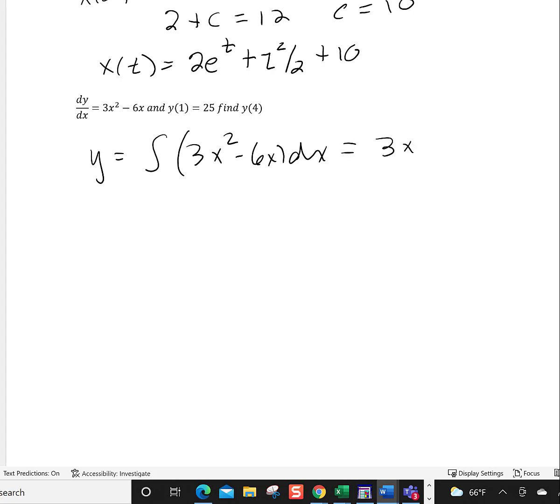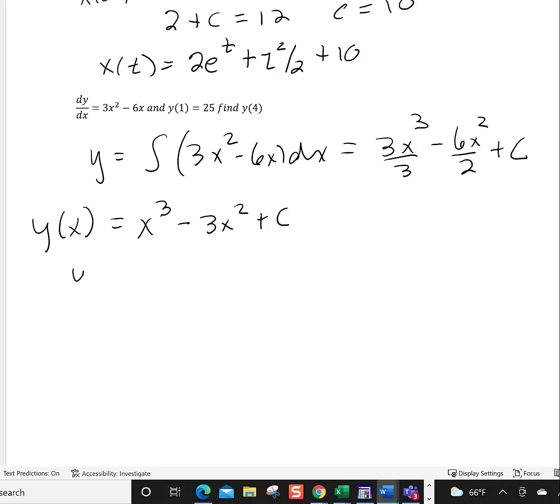This gives me 3x cubed over 3 minus 6x squared over 2 plus c. Now I have x cubed minus 3x squared plus c, and this is my y. Let's call it y of x. So y of 1 is going to be 1 cubed minus 3 times 1 squared plus c, and that's going to be 25.